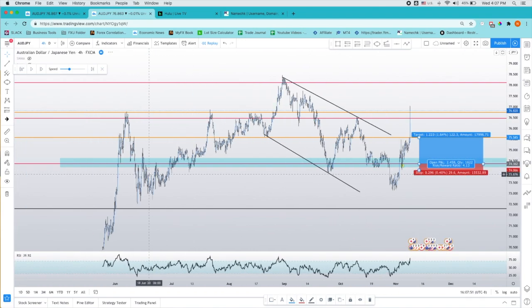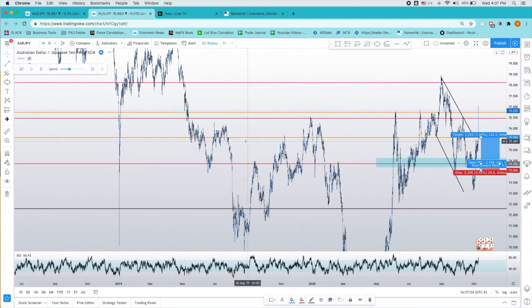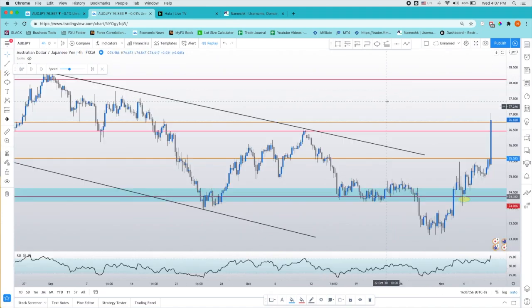Okay, so I'm going to show you another example, and I'm going to look left. This is a fresh chart, so I don't know this chart at all.